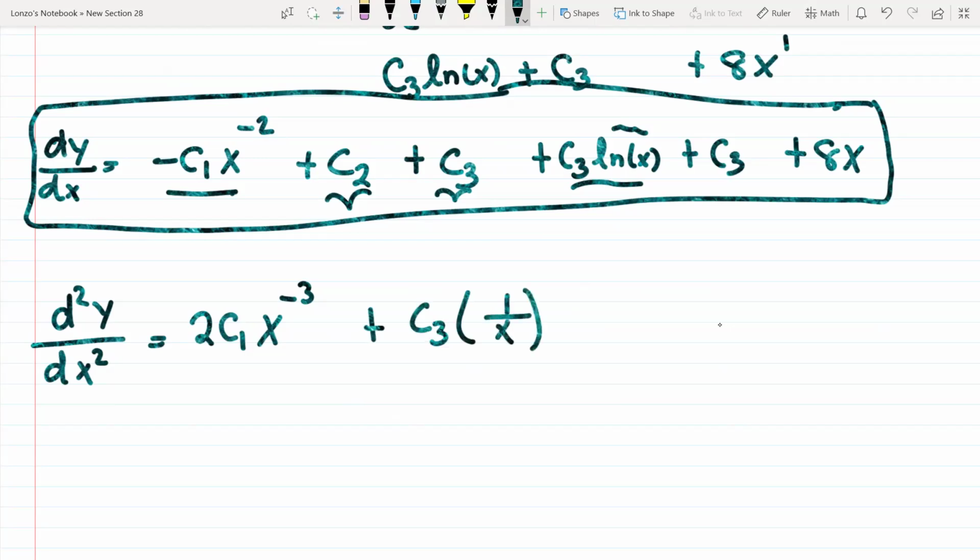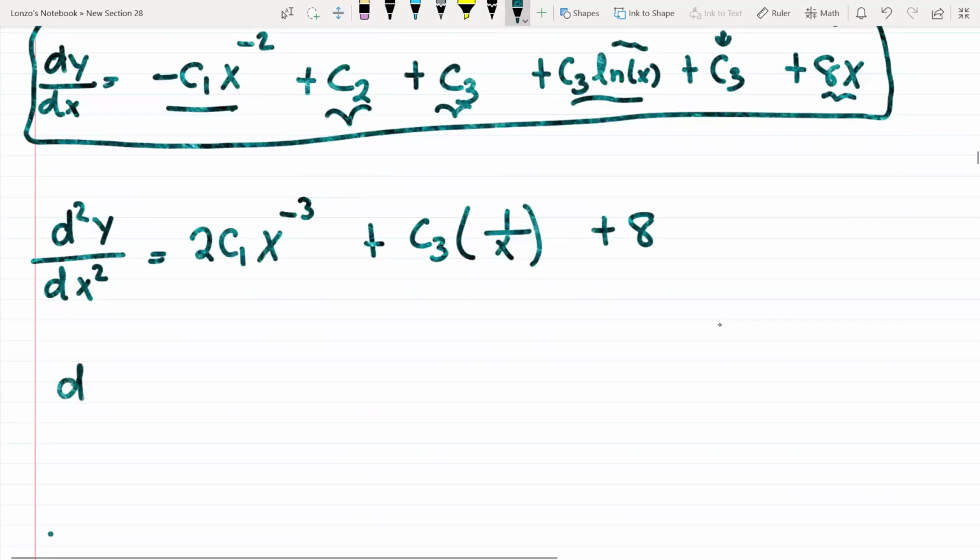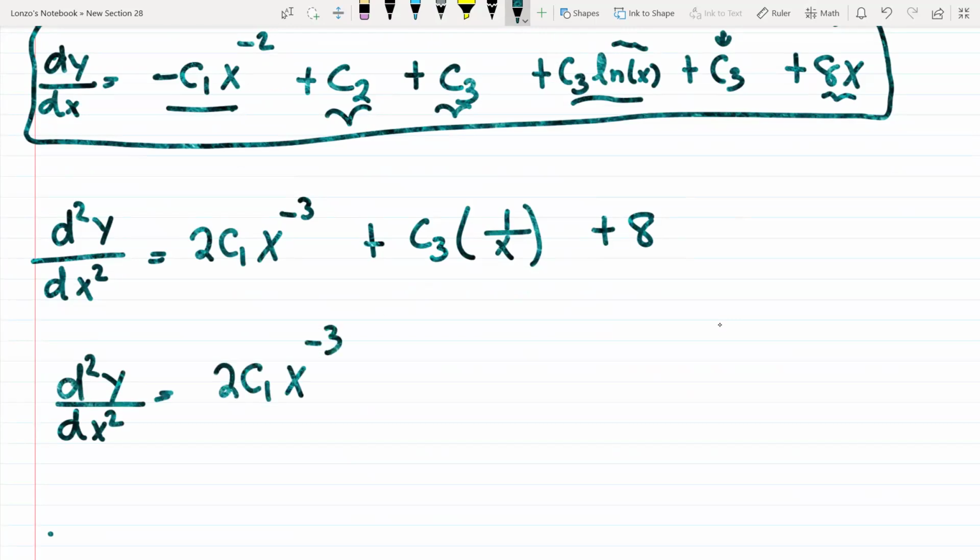Okay, and then the derivative of this additional c3 is 0, and then the derivative of 8x is 8. If I clean it up, it would be 2c1 x to the negative 3. And then 1 over x is the same thing as x to the negative 1. So that would be c3 x to the negative 1 plus 8. Okay, so that would be my second derivative.